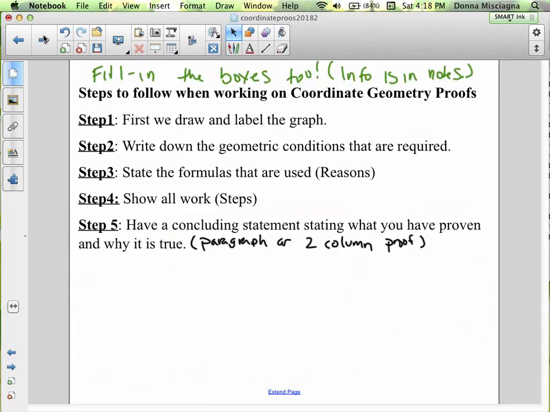As a reminder, these are our steps when we're completing a coordinate proof. This information is already in your notes. First, we're going to draw and label the diagram if it's not already given to us. In the next example, I already have the diagram drawn for me. You'll just have to draw it. No big deal. We're going to write down the geometric conditions that are required. In other words, what do you want to show?